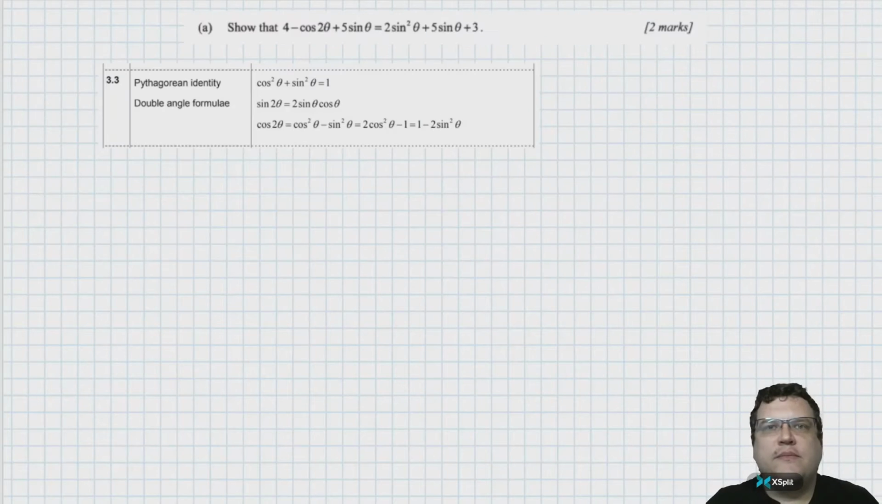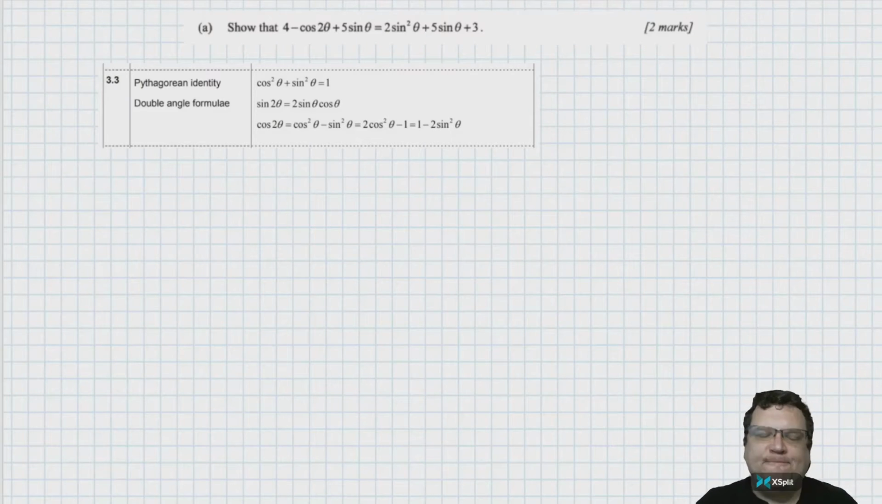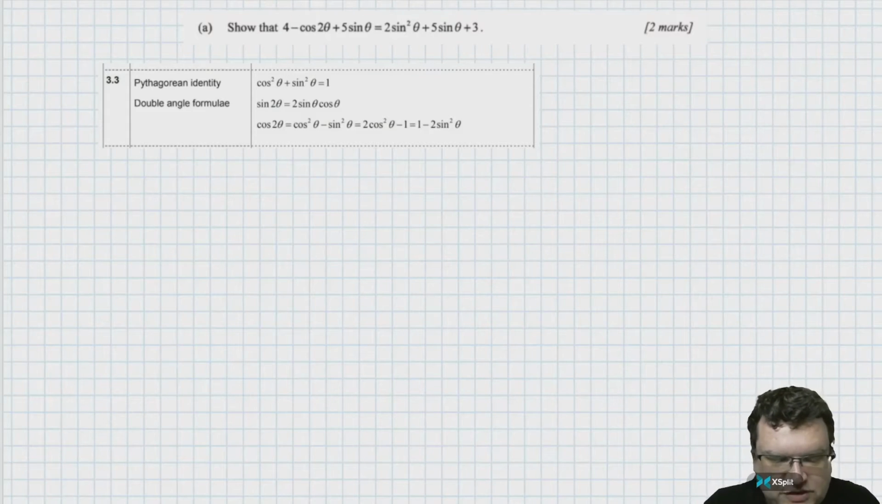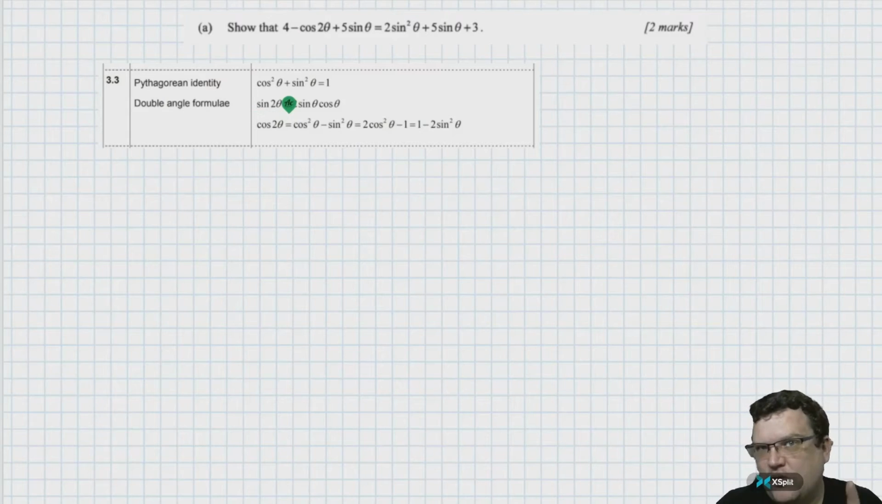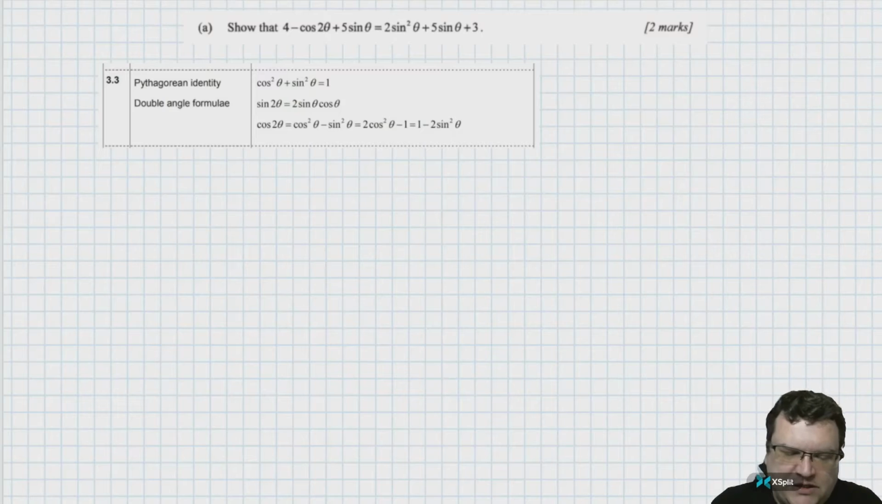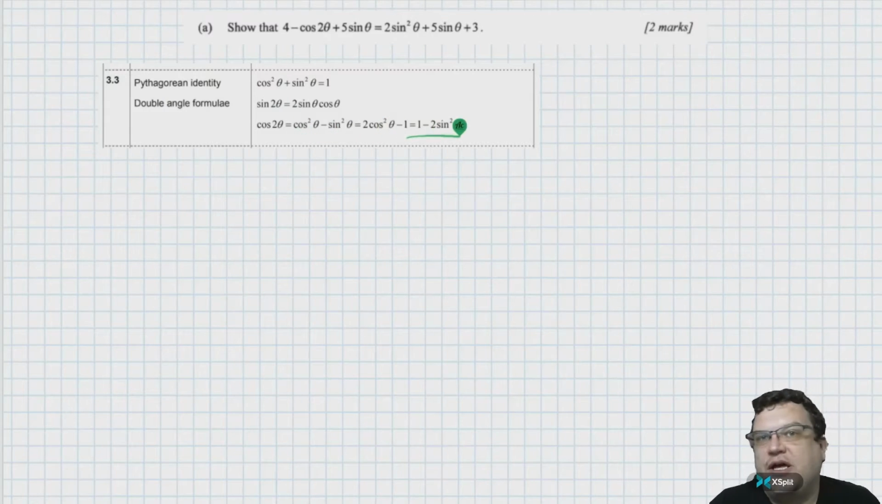Now, so here is part A, and I've also included the section from the formula booklet on double angle formulae. Now, the thing we've got to be conscious of here, if it was sine 2 theta, that's very straightforward. There's just one substitution. But for cosine 2 theta, there's actually 3 possible substitutions we can use here. And so you've got to think carefully about which one to choose.